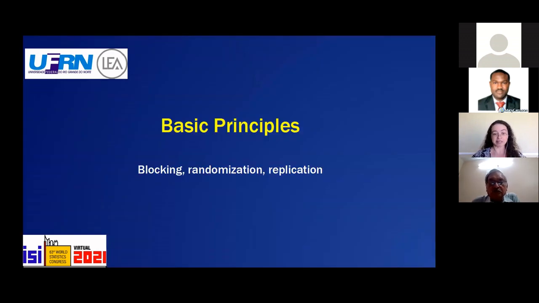To do that, to have a better understanding of the situation, we use basic principles. There are three basic principles in experimentation: blocking, randomization, and replication. These are strategies that a designer uses to plan the experiment. Here, I wanted to show just a brief overview of the basic principles of experiments.